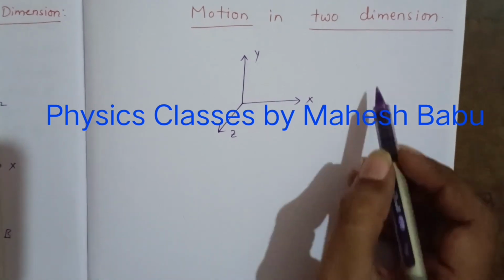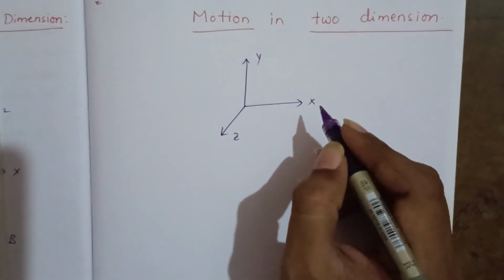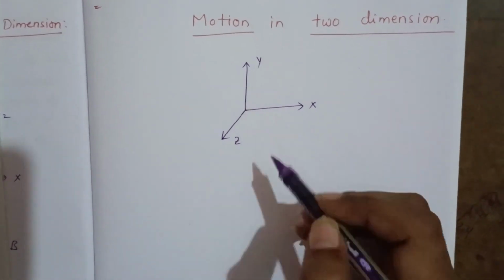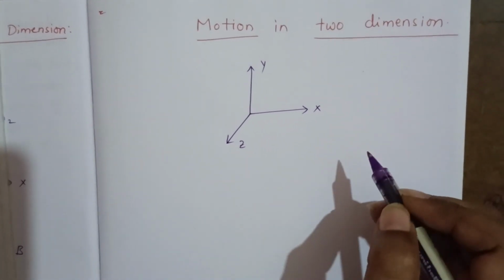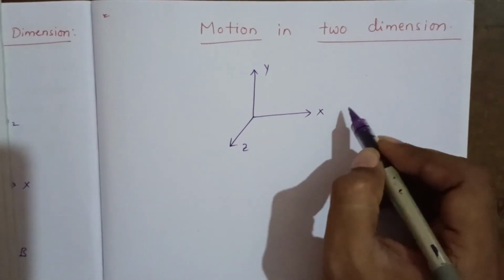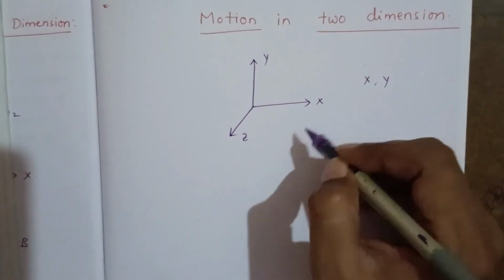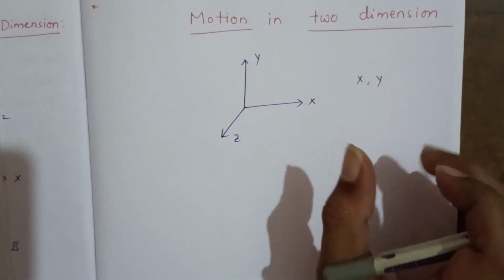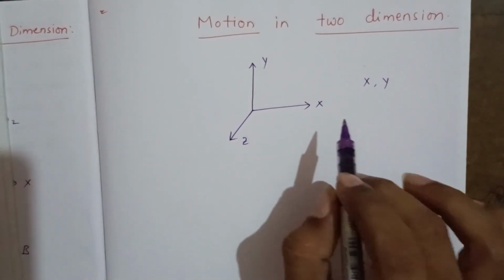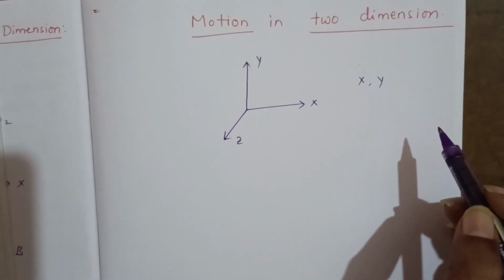Now we'll discuss two-dimensional motion. In a coordinate system, three axes are there: x, y, z. To describe any object's motion, if we require two coordinates, either xy or yz or xz, any two coordinates needed to describe the motion of the body, then it is said to be two-dimensional motion.